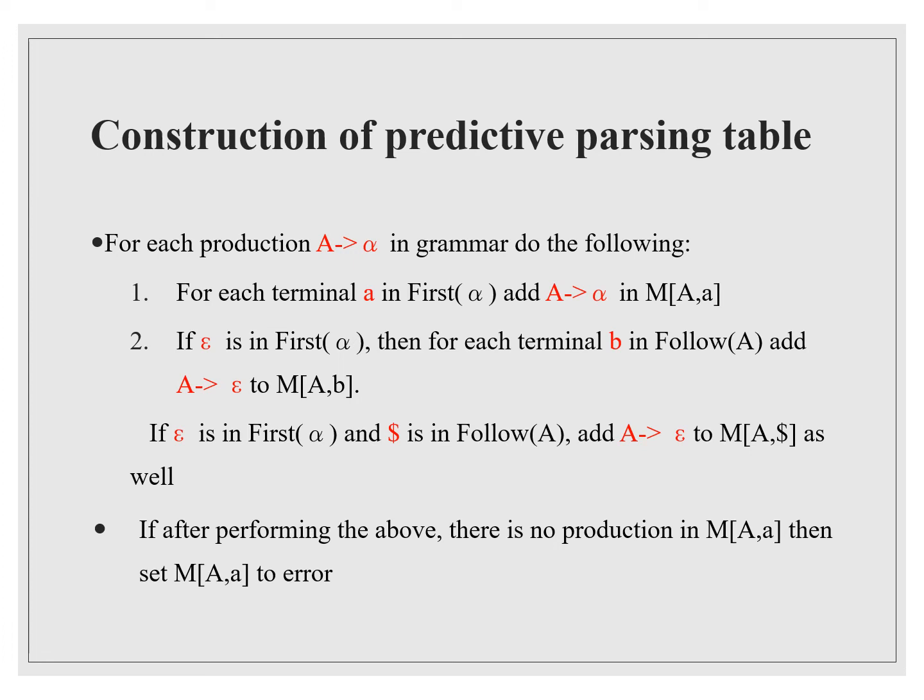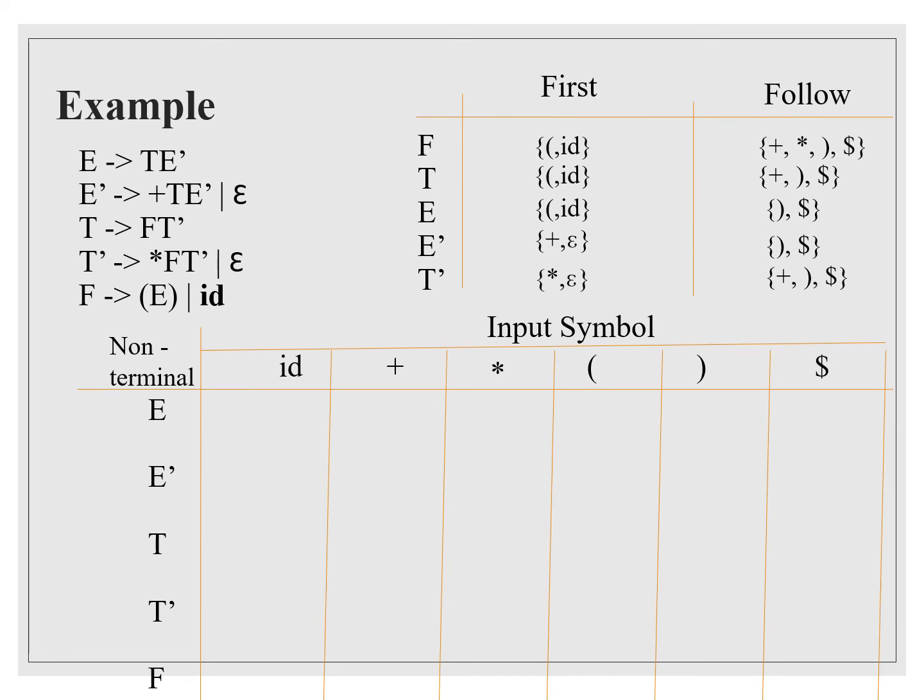If after performing the above, there is no production, I mean, after constructing this table, let us assume some of the entries are vacant. It is not yet filled. So such entries are considered as error case. Construct the parsing table for this example.